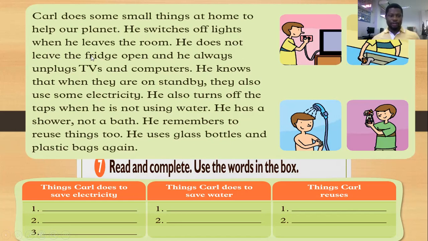He does not leave the fridge open and he always unplugs TVs and computers. That is the second thing he does to save electricity. So that is the second point. Okay, so another thing he does to save light is what?